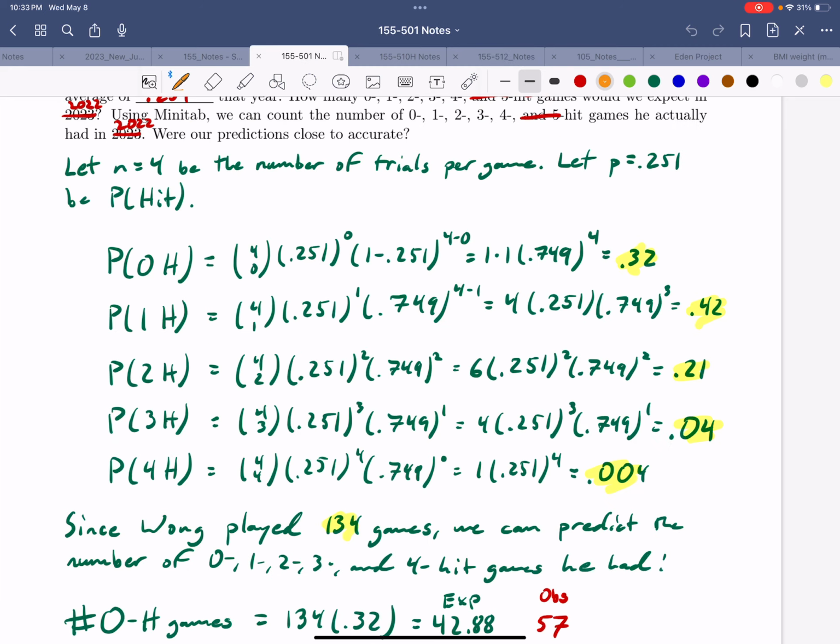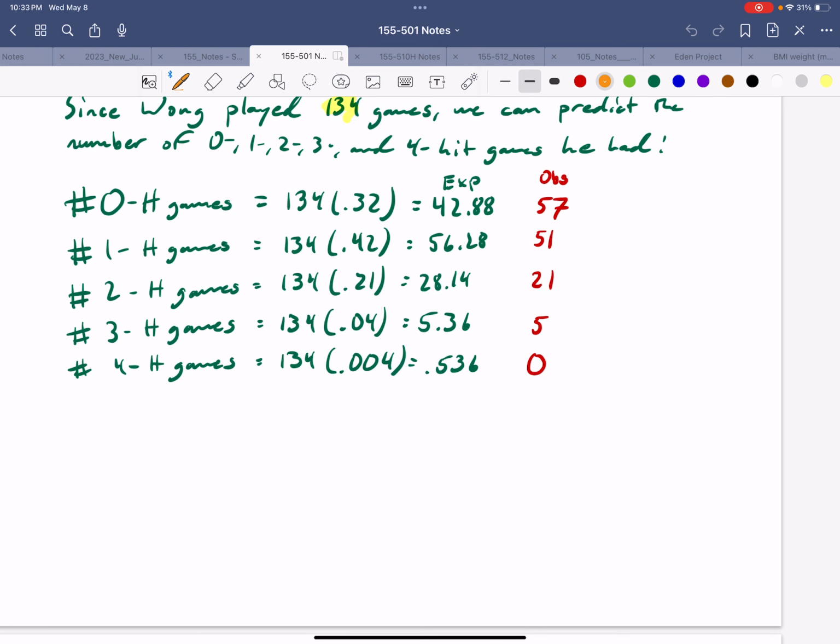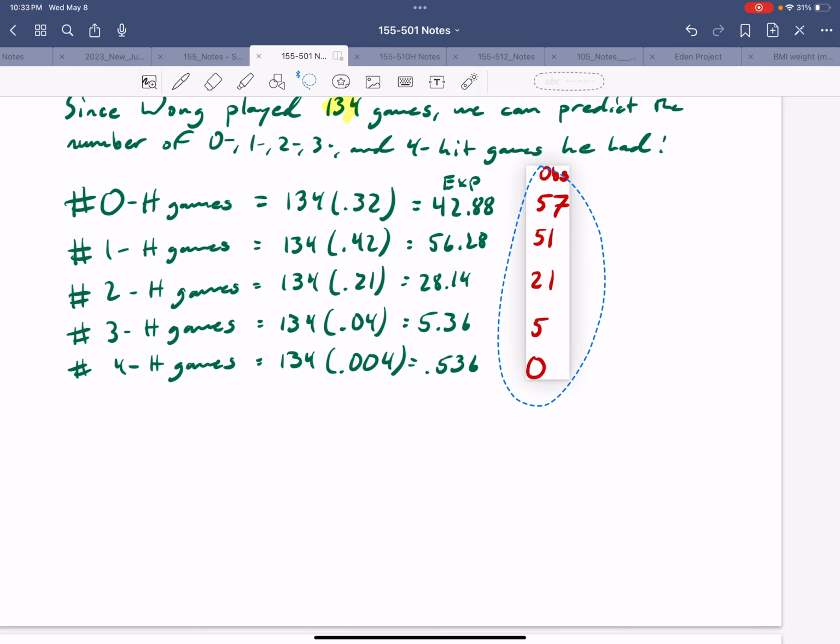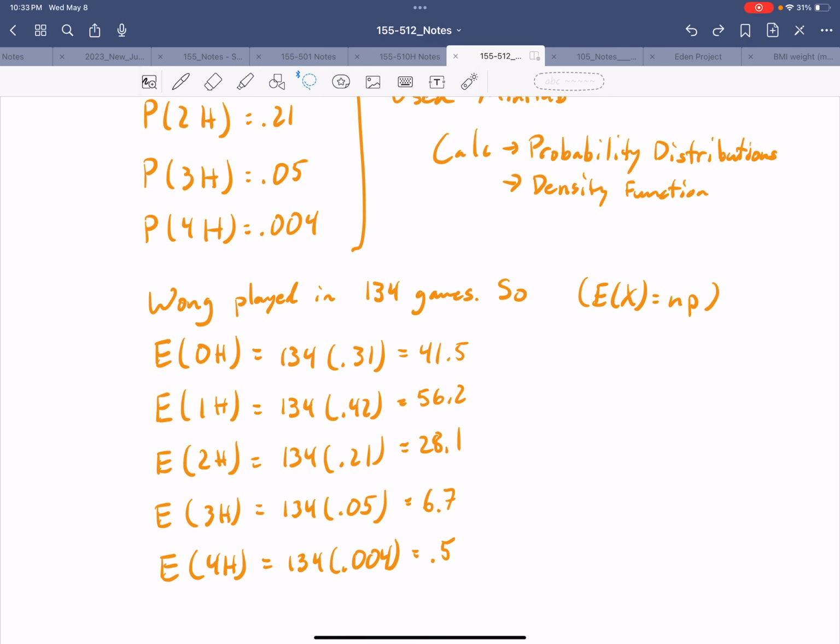Now, it turns out that this is what we wound up getting. Right? So this right here was the number of expected games, and this is what was observed. So not the most perfect prediction, right? Notice that here we're a little bit off, right? But otherwise, we were pretty good. This is a pretty good prediction.